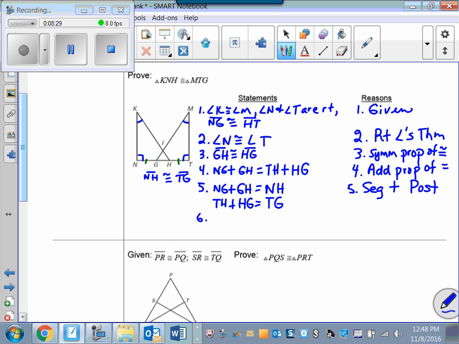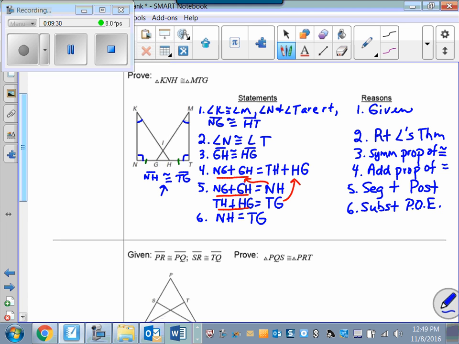What can I do now? How about if I use substitution? Look at this closely, I have NG plus GH and NG plus GH. They equal two different things. So how about if I just use substitution in both of these cases? I can substitute NH into here, and I can substitute TG into here, and that's really what I need, because that's just what I was trying to get to. So I can now say that NH equals TG, and I got there by using the substitution property of equality.